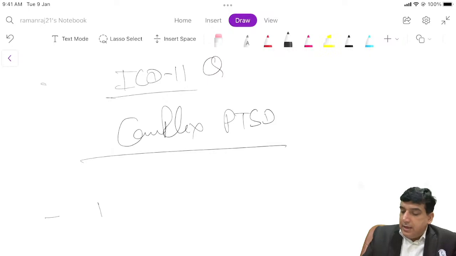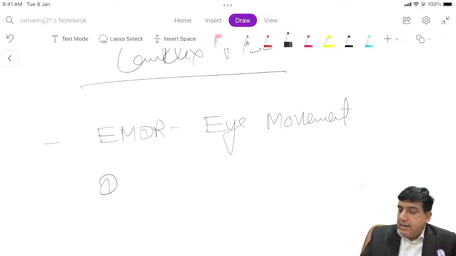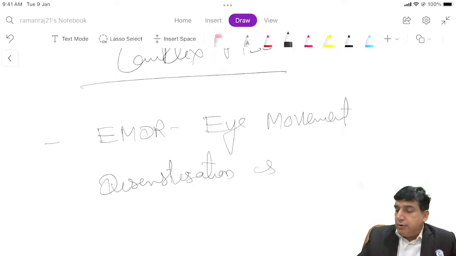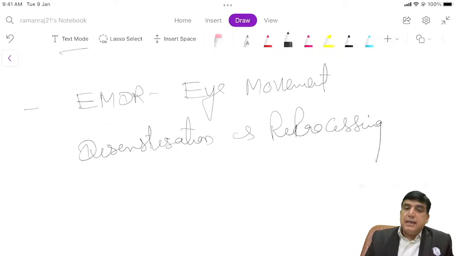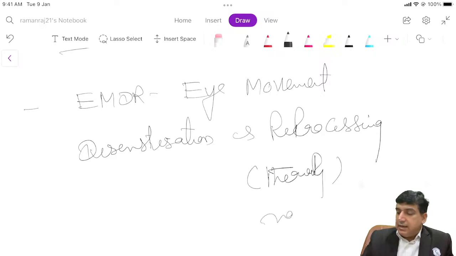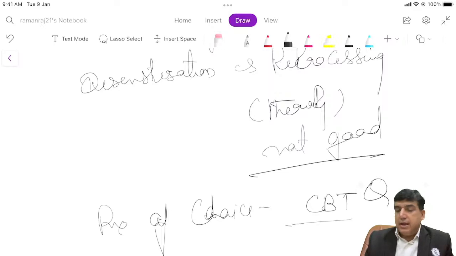EMDR, eye movement desensitization and reprocessing, is a therapy we use in PTSD. Please remember, over the years it has been seen that it is not a good therapy. So if they ask you the treatment of choice in PTSD, it is CBT, cognitive behavior therapy.